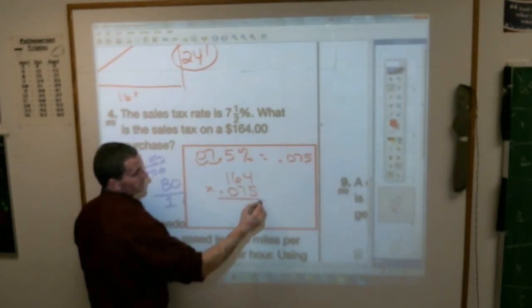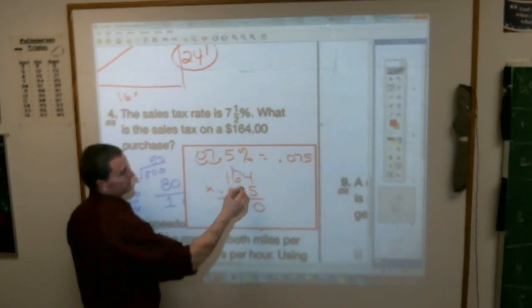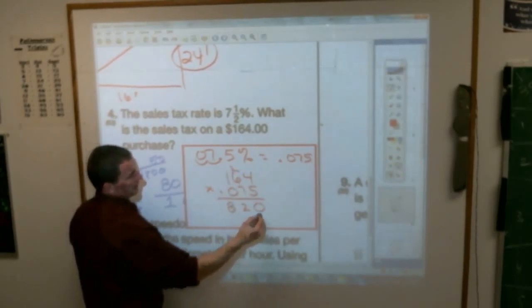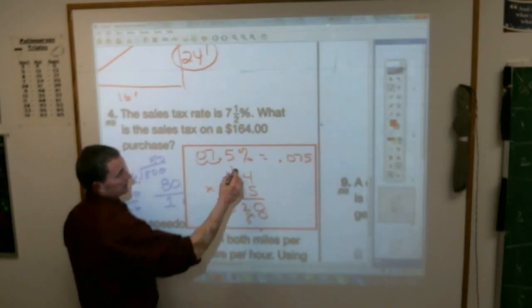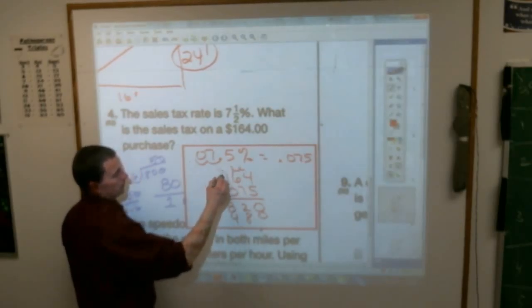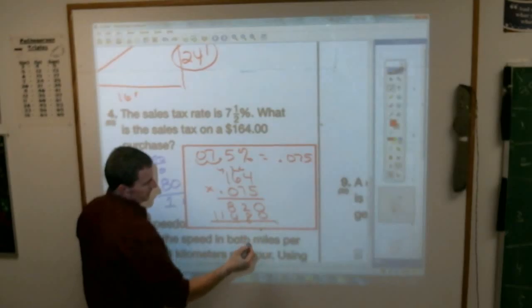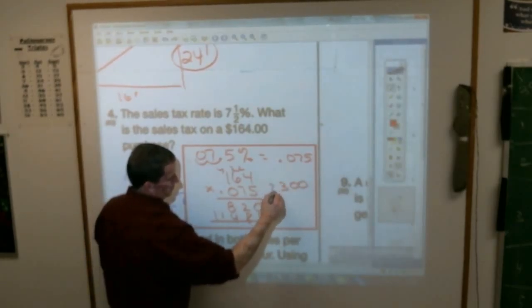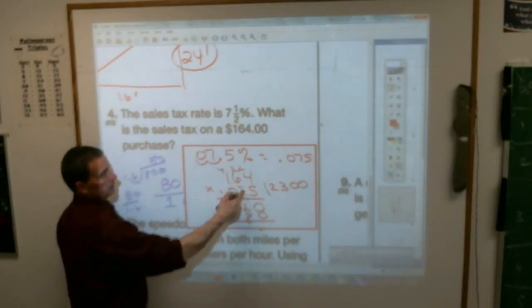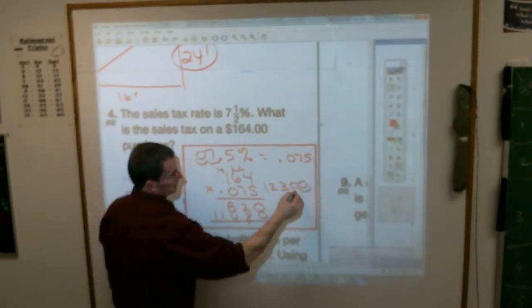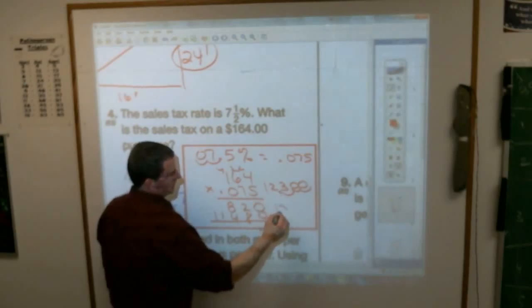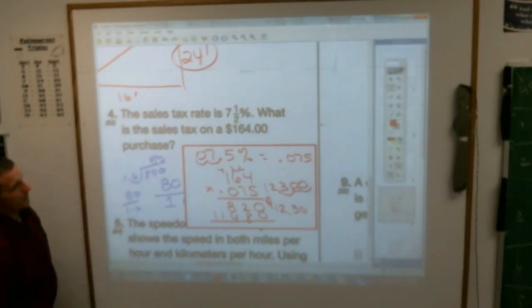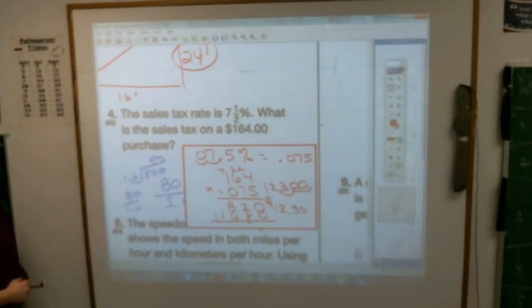0.075. 5 times 4 is 20, 32, 8, 20, put a 0, 28, 2, 42, 44, 4, 11, great, we're out of room, 0, 0, 3, 2, 1. 1, 2, 3 decimal places, 1, 2, 3 decimal places, looks like $12.30. Does that help? Yeah.